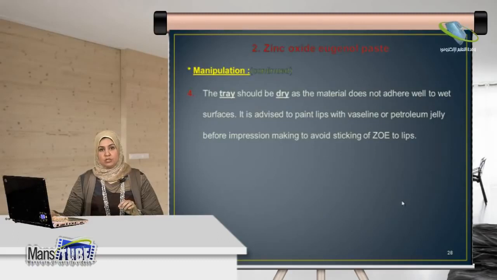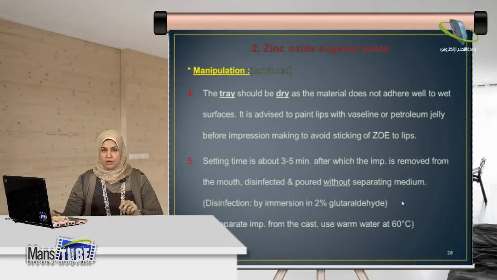To put the impression material in the tray, the tray must be dry to allow complete adherence between the tray and the impression material. Then I put it inside the oral cavity and let it set for about 3 to 5 minutes. Then I take it out from the oral cavity, disinfect the material and pour it without any separating medium. It doesn't need any separating medium, so it is very compatible with the cast material.